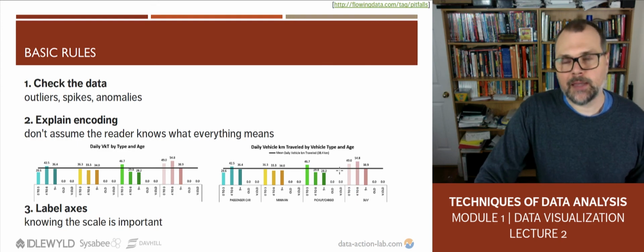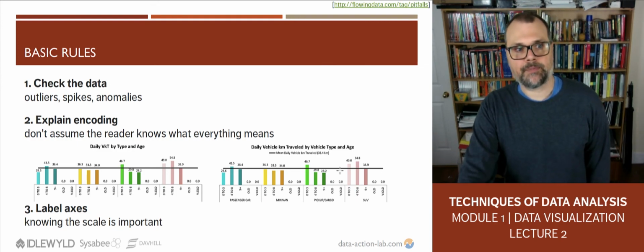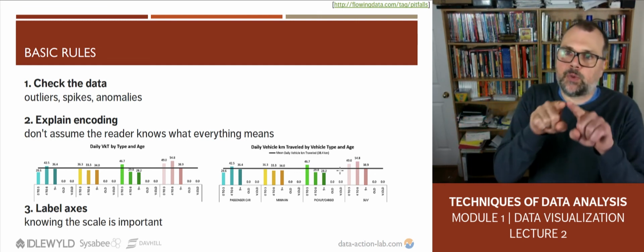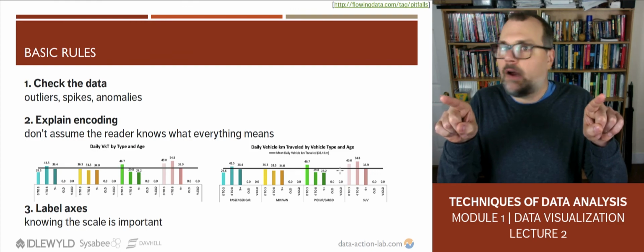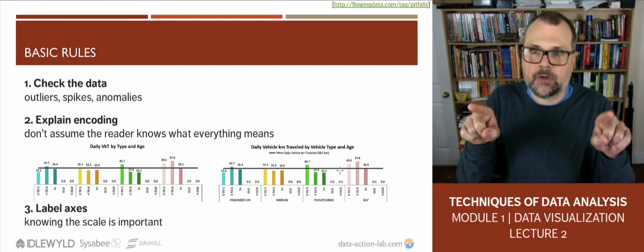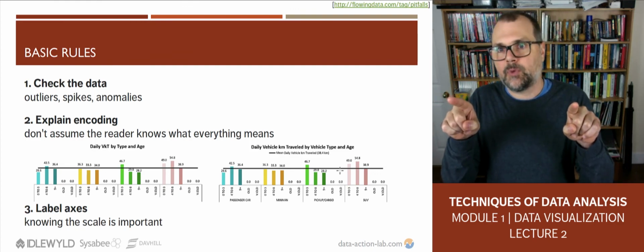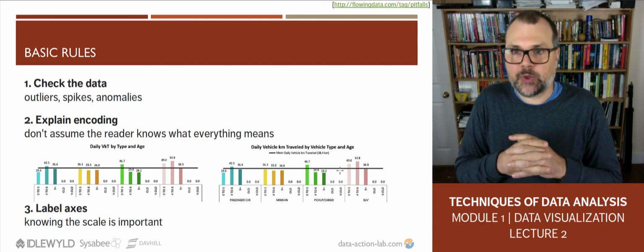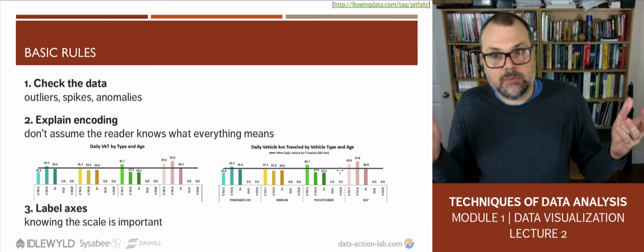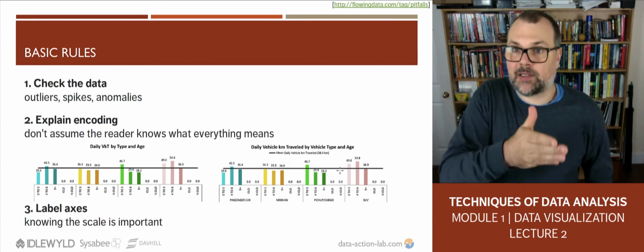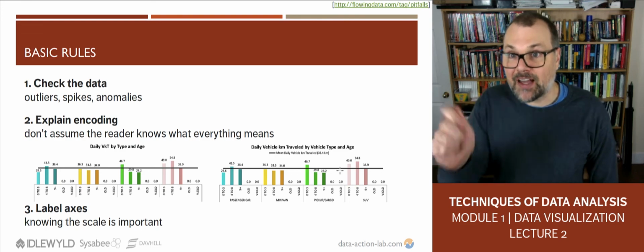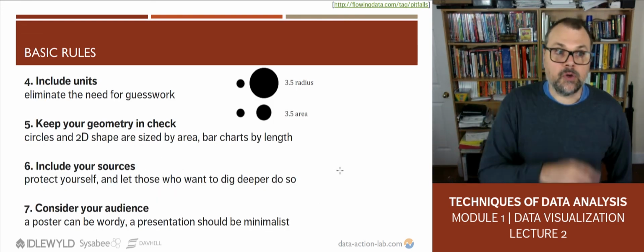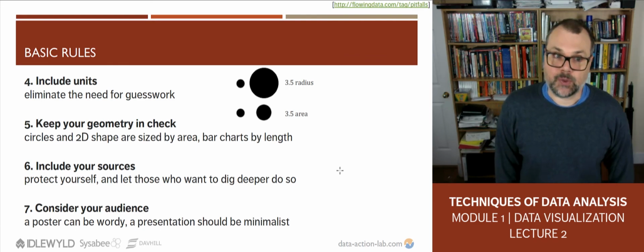Right? Take the time to explain the encoding. You should label the axes. Knowing the scale is important. If I'm showing you an axis which is just a straight line, you don't know if this is meant to be a linear axis or a logarithmic axis, or some other weird axis. A straight line just looks like a straight line no matter how you produce it. So give me ticks, give me labels, give me values if you're going to have axes. Include the units. You should eliminate the need for guesswork.